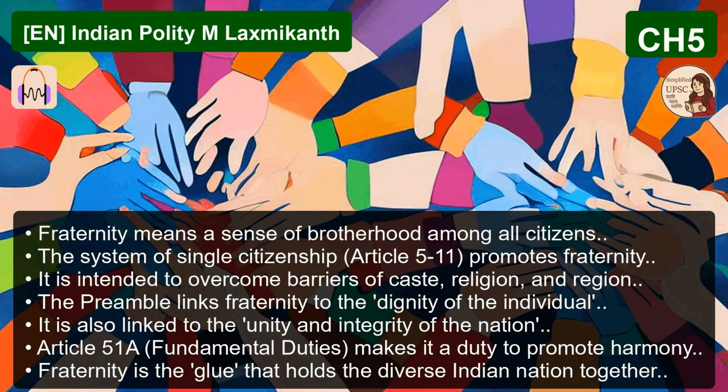Then there is political equality. Political equality ensures equal access to political processes and offices. Key here are Article 326, which we mentioned, for universal adult suffrage, and Article 16, which is about equality of opportunity in matters of public employment. This ensures that the state machinery is equally accessible to all citizens, fulfilling that republic ideal we talked about.